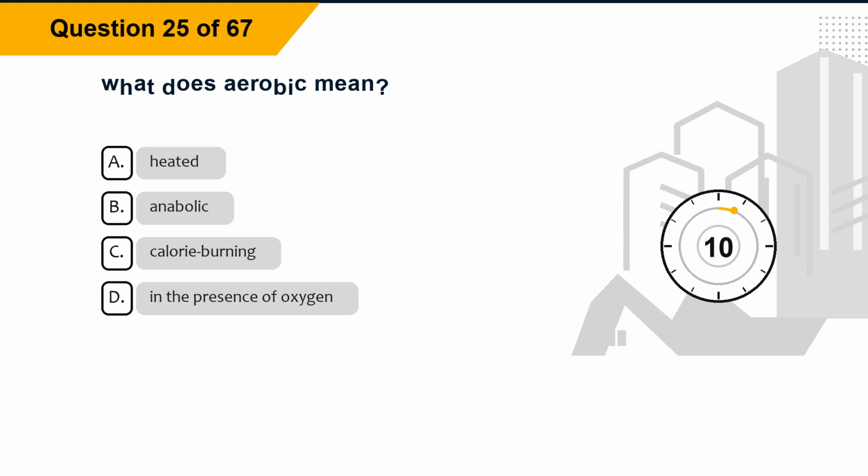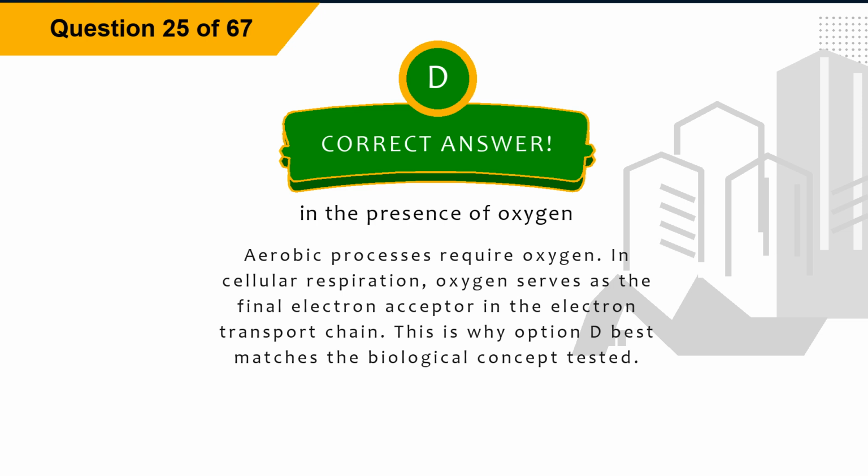Question 25. What does aerobic mean? Option A, heated. Option B, anabolic. Option C, calorie burning. Option D, in the presence of oxygen. The correct answer is option D, in the presence of oxygen.